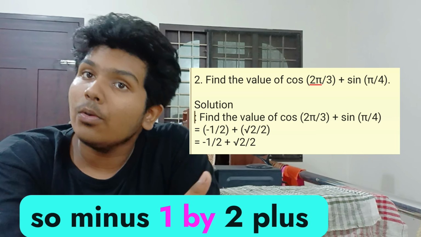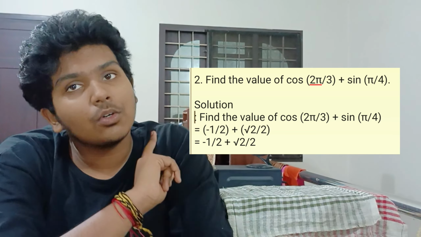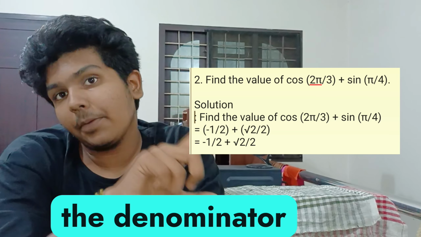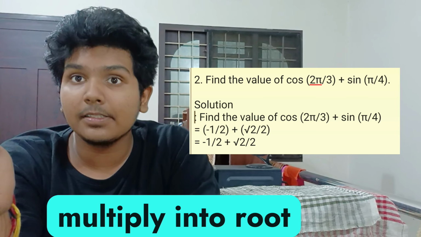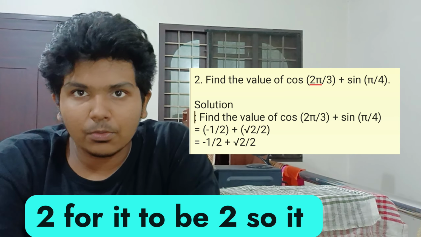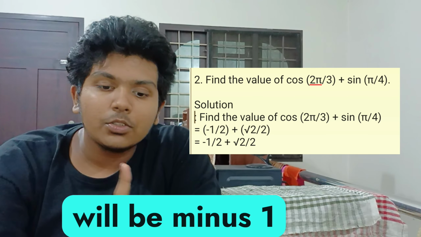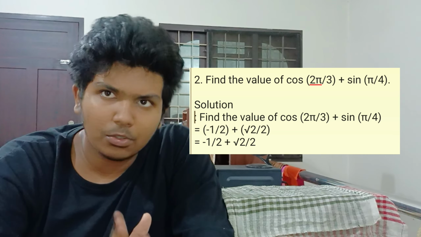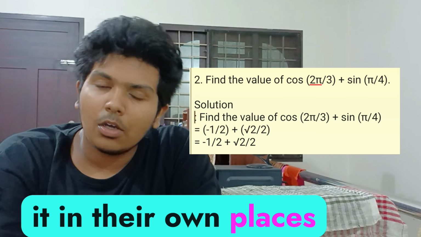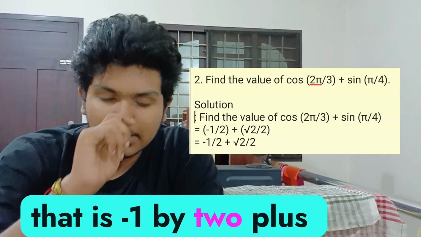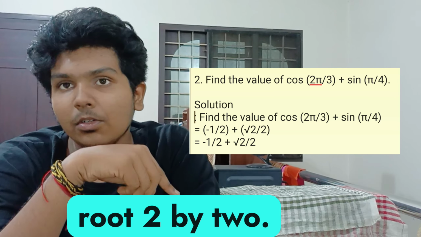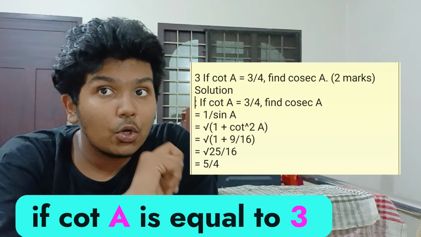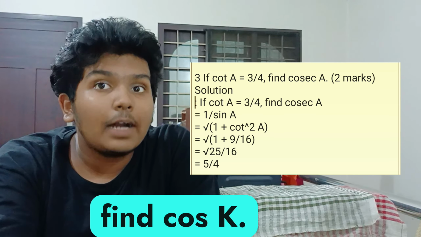So minus 1 by 2 plus root 2 by 2, where root 2 by 2 means 1 by root 2 only. But if we are making the denominator the same, we have to multiply by root 2 for it to be 2. So it will be minus 1 plus root 2 by 2, which is root 2 minus 1 by 2. Or simply we can put it in their own places, that is minus 1 by 2 plus root 2 by 2.